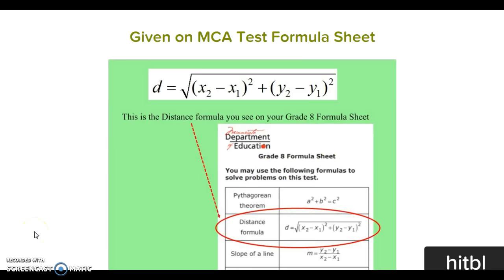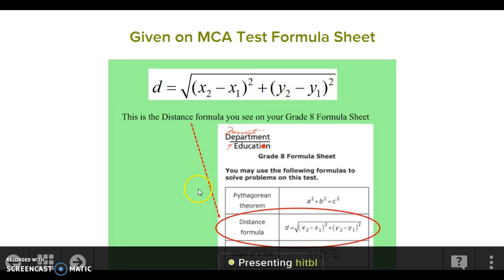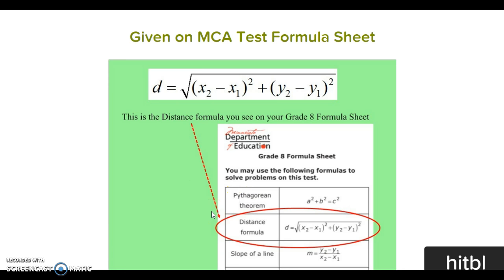And on the MCA test formula sheet, you will be given the distance formula along with the Pythagorean theorem and other formulas. Okay, so distance formula is one that you need to know for the MCA test.